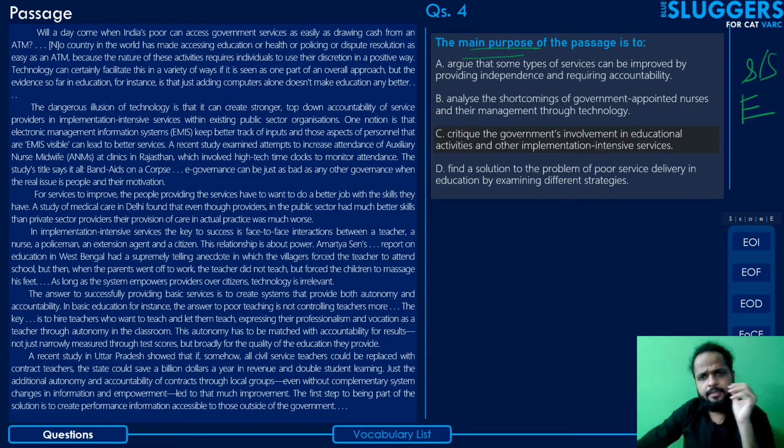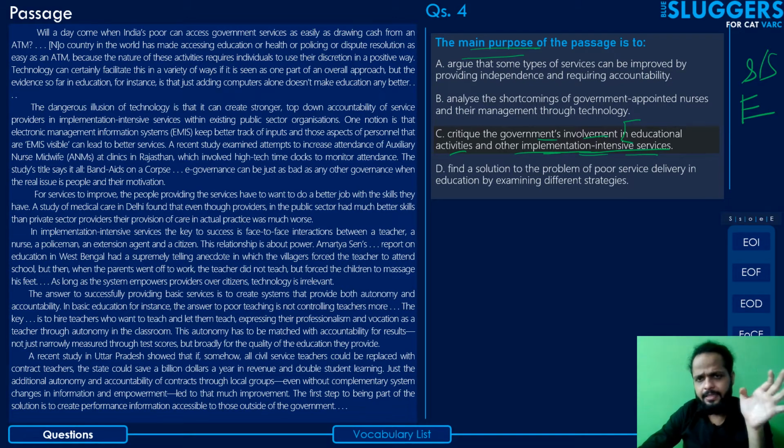Option C, critique the government's involvement in educational activities and other implementation intensive services. Okay, the point of the author has not been about government's involvement in educational activities and other implementation intensive services. So this option takes care of at least including all the examples. It mentions implementation intensive services, so that takes care of the whole gamut of services that the author has talked about, including educational activities.